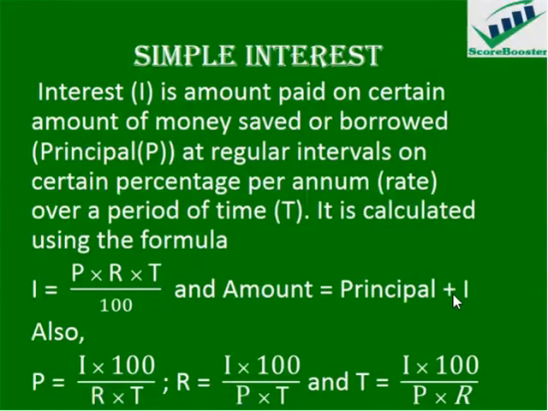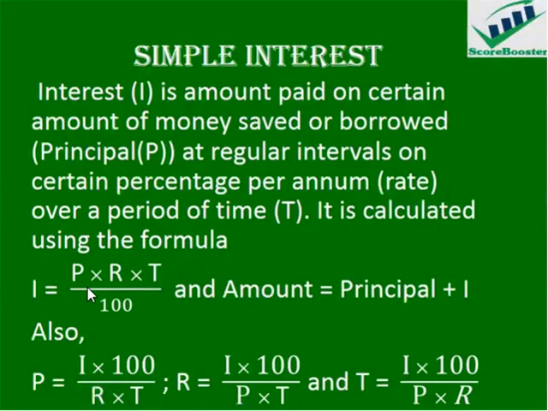Also, you can be given the interest and some of the parameters here, and two of the parameters will be given to obtain the third parameter. So these are the formulas. If you are given the value for interest, rate and time, and you are asked to obtain the principal, this is the formula for principal: interest multiplied by 100, divided by R multiplied by T, which is rate multiplied by time. This formula is obtained from here.